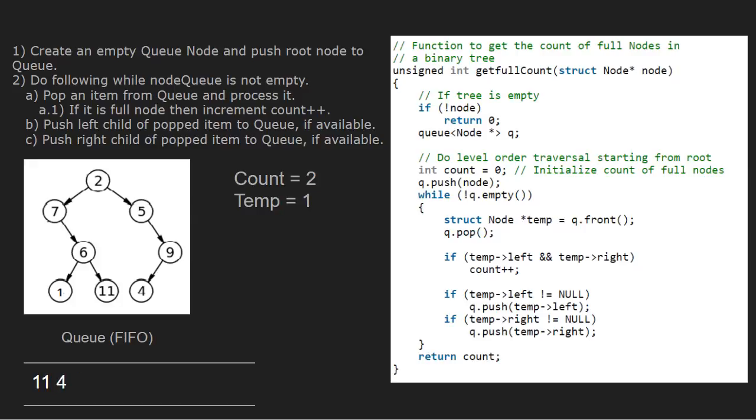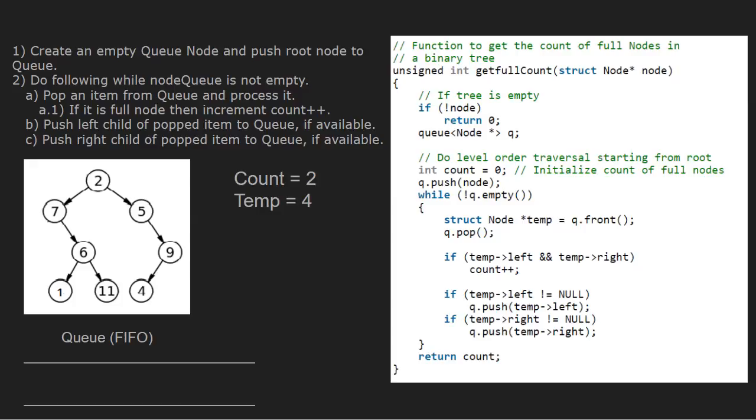Then 1 is dequeued and assigned to temp. Since 1 does not have any child, nothing will be enqueued into the queue. The same will happen for 11 and 4. So 11 and 4 will be dequeued. Now the queue becomes empty and control will come out of the loop. So the value of count that will be returned is 2.